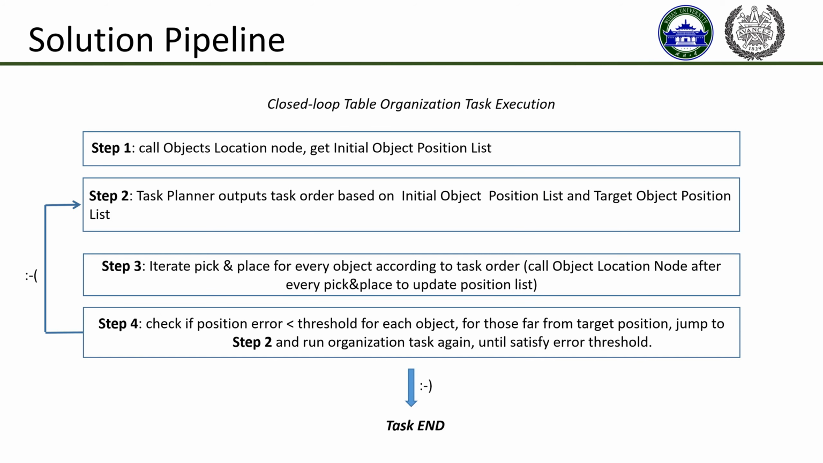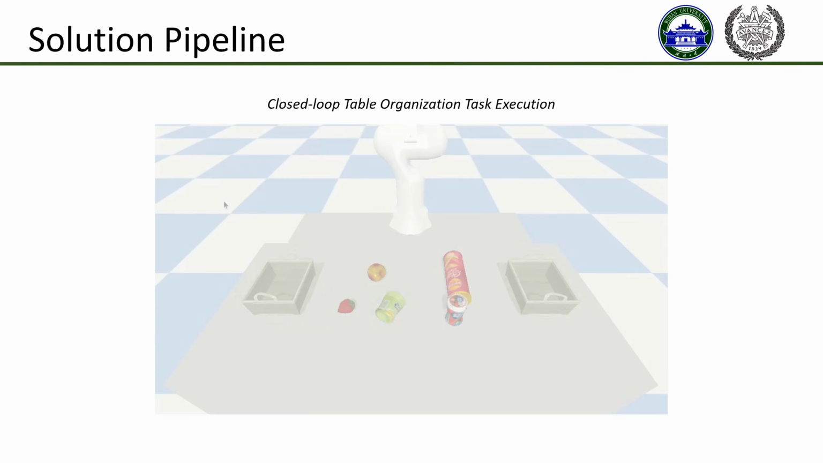Here is the whole pipeline of our closed-loop execution of the table organization task. First, we will call the object location node to get an initial position list, and then we will pick and place each object according to the task list output by the task planner. After we iterate the whole list, we check if the error of each object is acceptable. If yes, the task ends. If not, we run our task again on those objects with large error. Here is a short GIF showing how our system works.